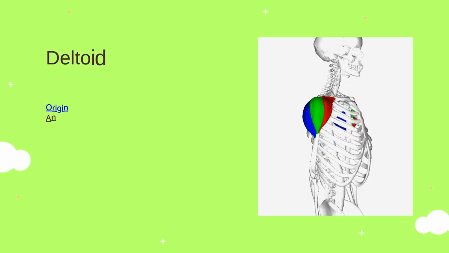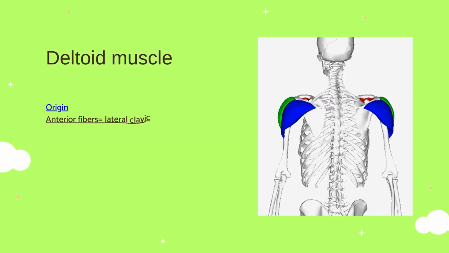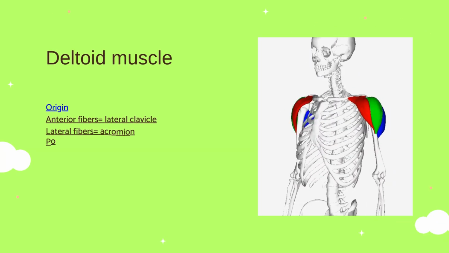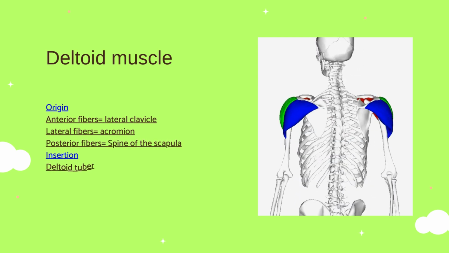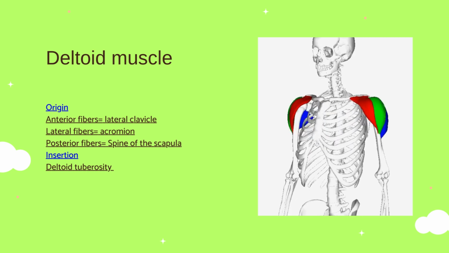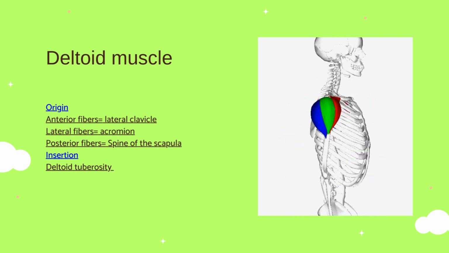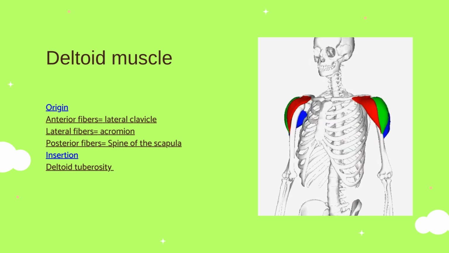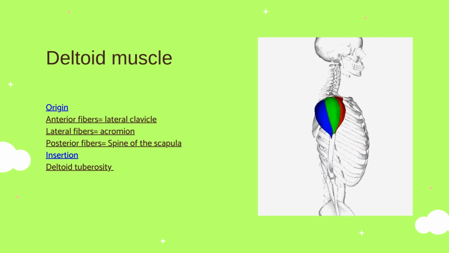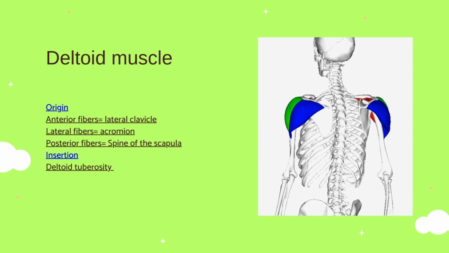The deltoid muscle has 3 distinct heads, each with its own origin. Anterior, clavicular, head originates from the lateral third of the clavicle. Middle, acromial, head originates from the acromion process of the scapula. Posterior, spinal, head originates from the spine of the scapula.